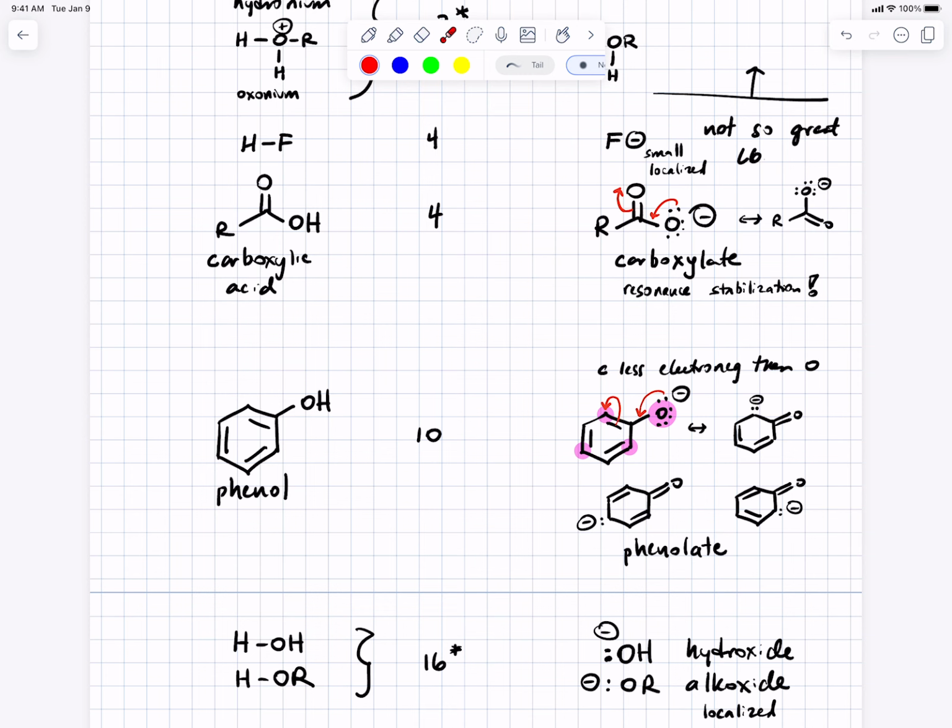O and F are from the same row of the periodic table. Size doesn't change very much. F is more electronegative than O. That tells you F minus is more stable than OH minus.